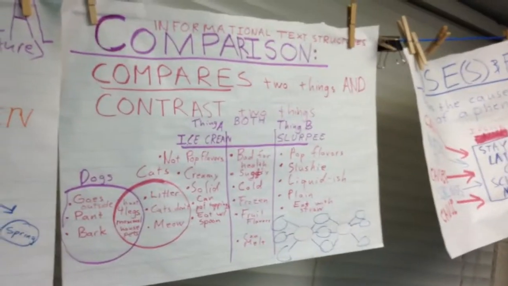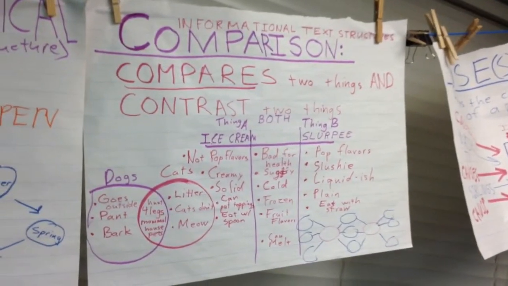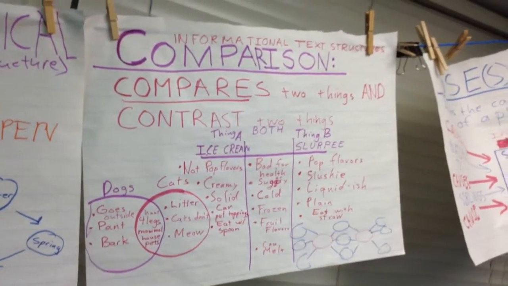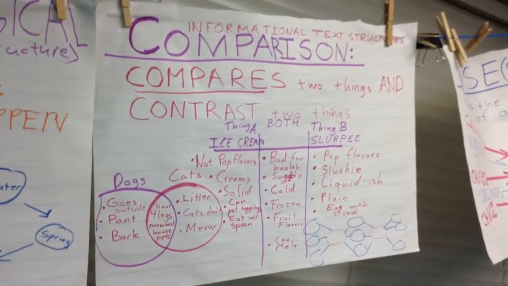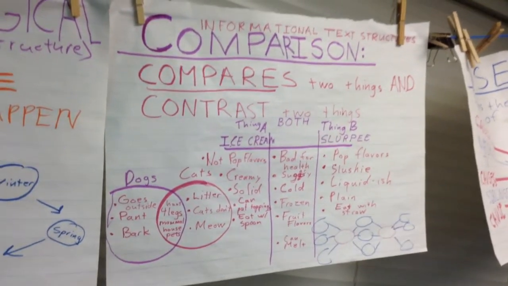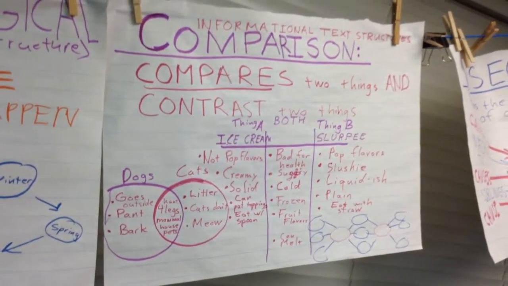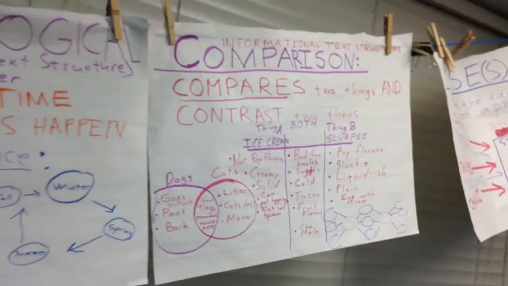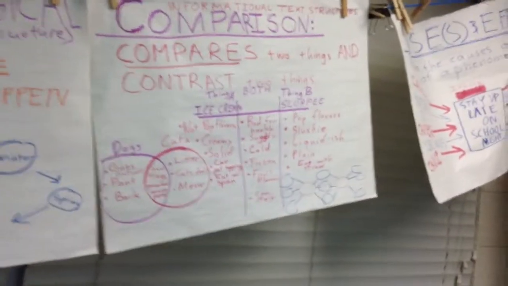You might pick out an interesting place and use comparison, where it's talking about 2 different things and comparing and contrasting them. Some of our examples were comparing cats to dogs, ice cream to Slurpees. Comparison text tries to compare 2 different things side by side.